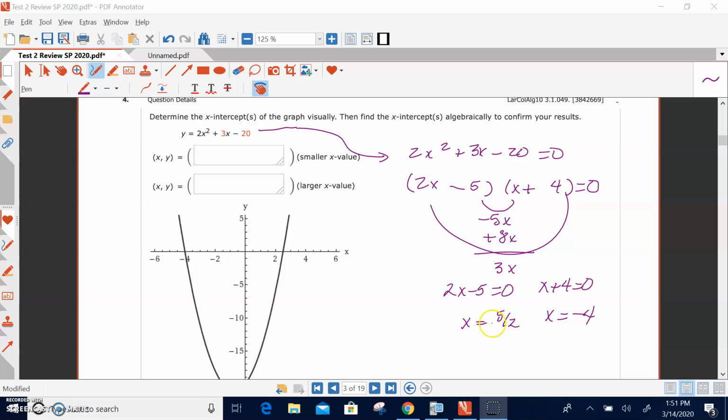You should notice that these two x-intercepts are occurring right here on your graph. Now notice they're wanting us to enter the answer as an ordered pair. They already gave us the parentheses, so I just need to type in 5/2, comma 0, and the other one will be -4, comma 0. The -4 is right there. The 5/2 is right there.